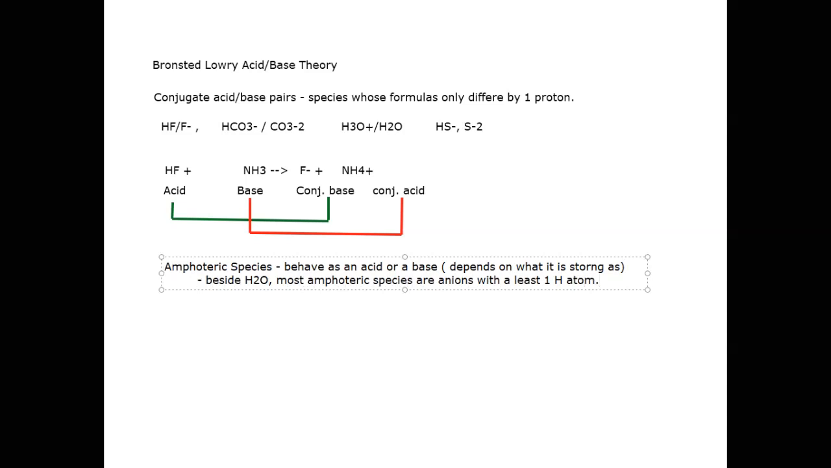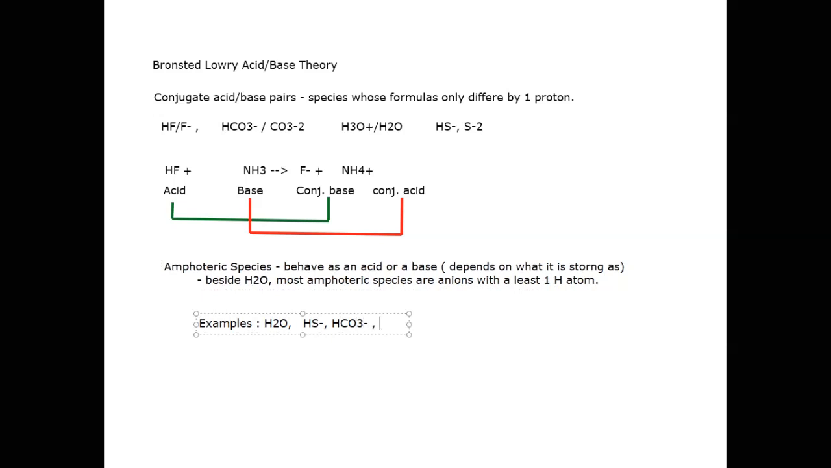That means they have one hydrogen atom that they can donate, or since they're an anion, they can accept another proton. What are some examples? So for example, water is an amphoteric species. It can accept or donate a proton. HS minus, it can accept or donate a proton. HCO3 minus, it can accept or donate a proton.